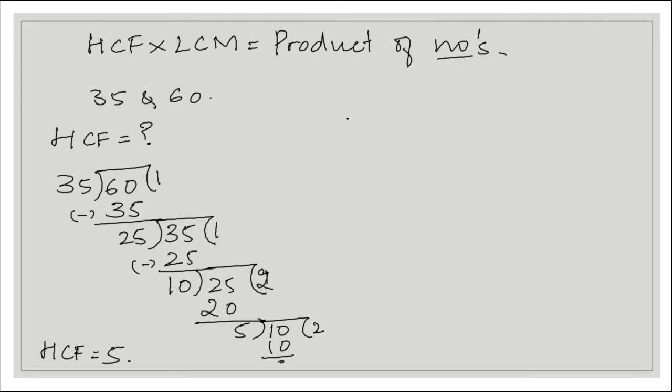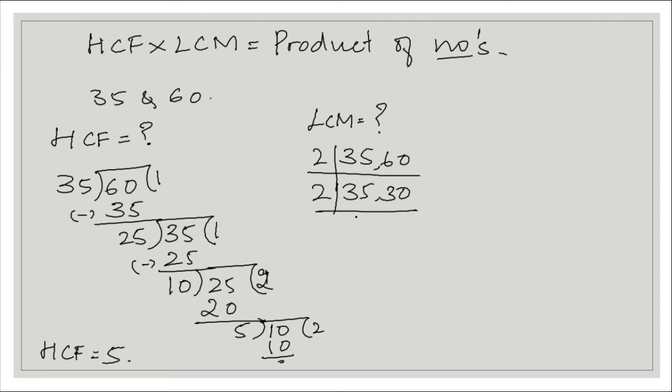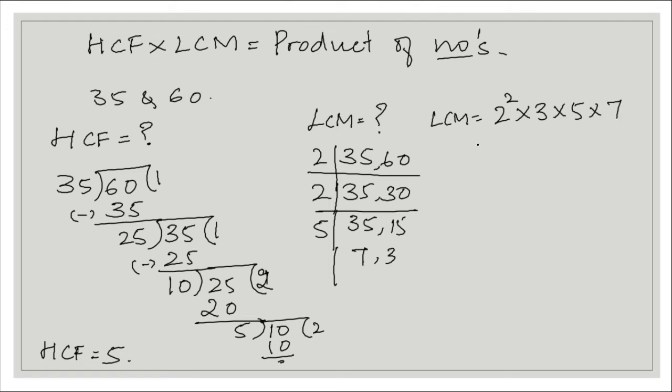So the HCF is 5. Let me find out the LCM. So 35 and 60 I need to divide. 2 divides 60 30 times. Then 2 divides 30 15 times. Then this number is not divisible by 3, so I can take 5 and divide both of them. I'll be getting 7 times and 3 times. Now these are prime numbers, so the LCM will be 2 square multiplied by 3 multiplied by 5 multiplied by 7. 2 square is 4. This is 15 times 7, 60 times 7, 420. 420 is the LCM.